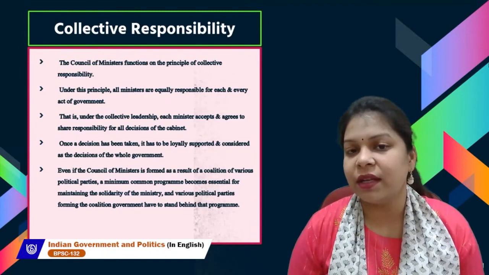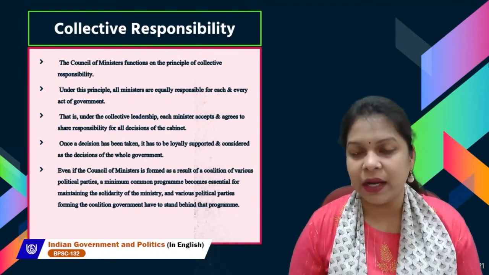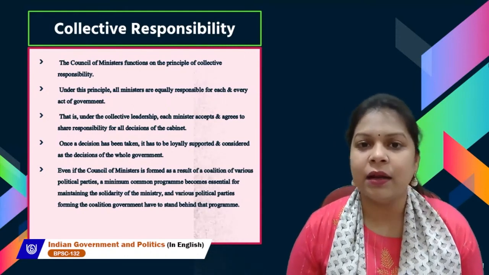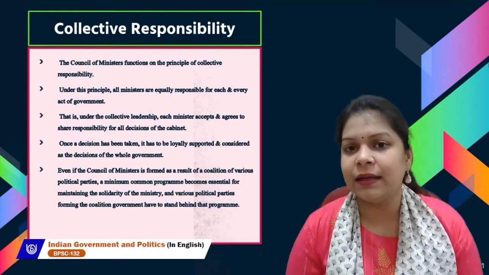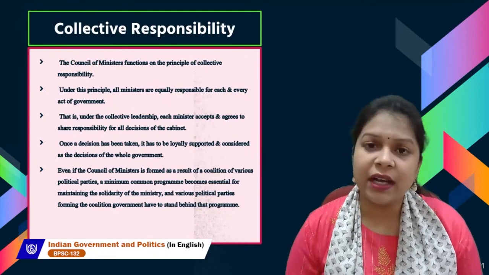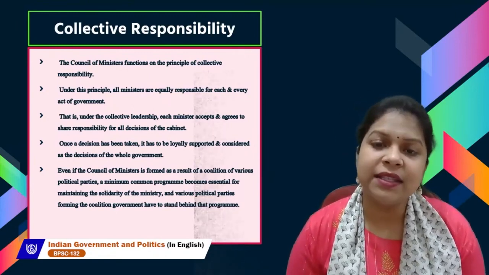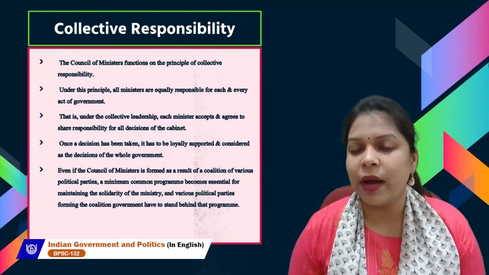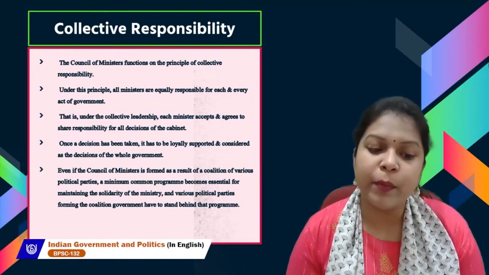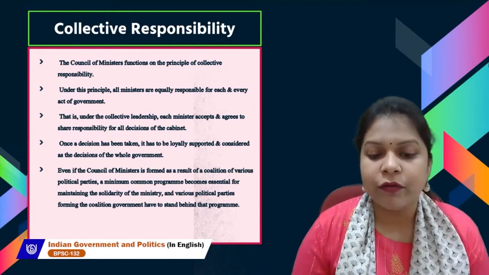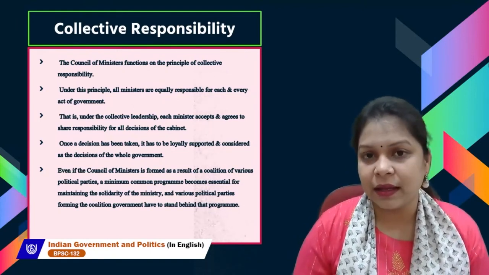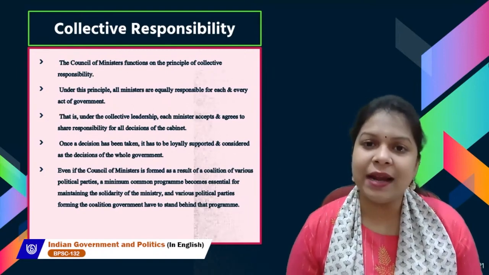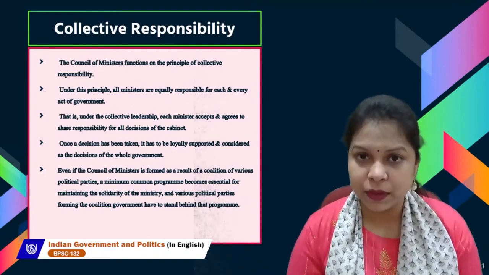So in a case where there is no majority party in the government and many parties in a coalition are running the government, the ideologies and agendas vary between the political parties. In that case, when there is a coalition government, there is some kind of minimum common program on which they have to agree. There should be a few points on which they agree so that the government can run smoothly.